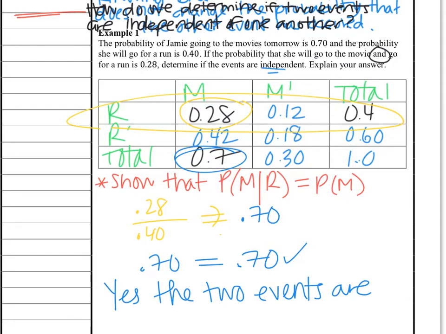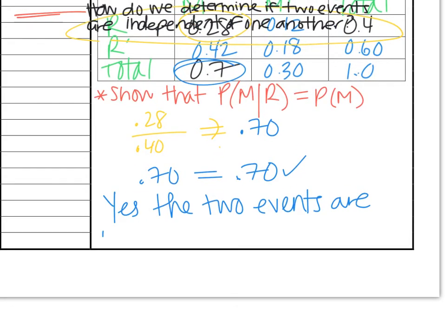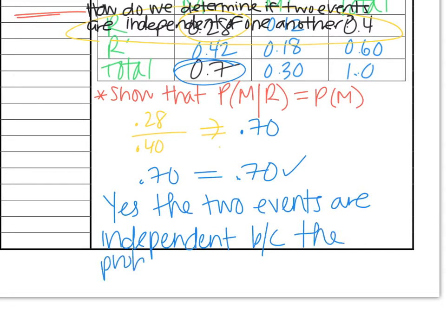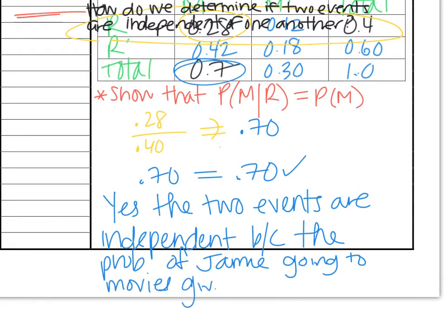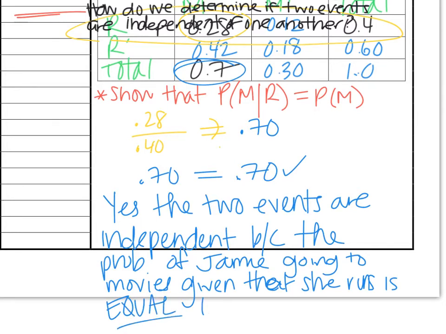are independent because the probability of Jamie going to the movies given that she ran, or that she runs, is equal to the probability of just going to the movie.